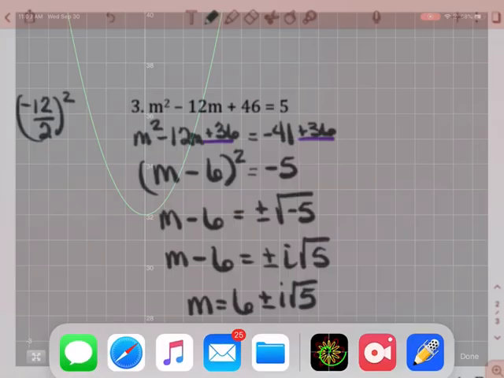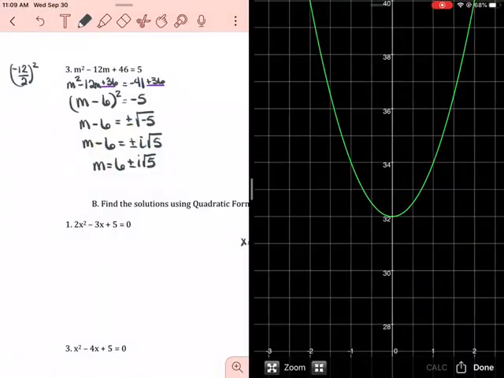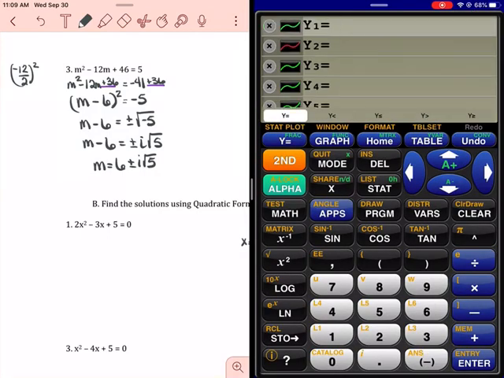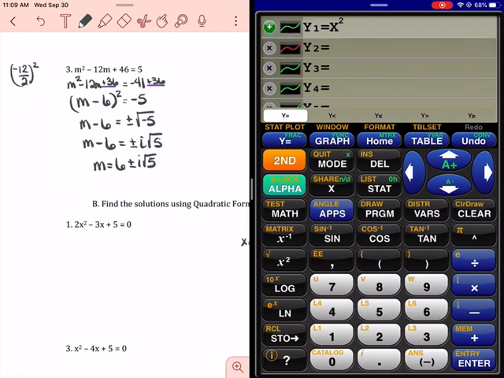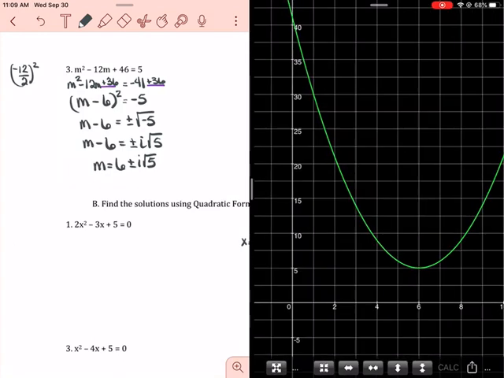Okay. All right. Questions there? All right. Let's check it graphically again. All right, let's go back to our y equals, clear that out. So we get x squared. I know it says m, but we're going to use x. Okay, and I'm going to do plus 41, because we can't do like plus 46, then equals 5.